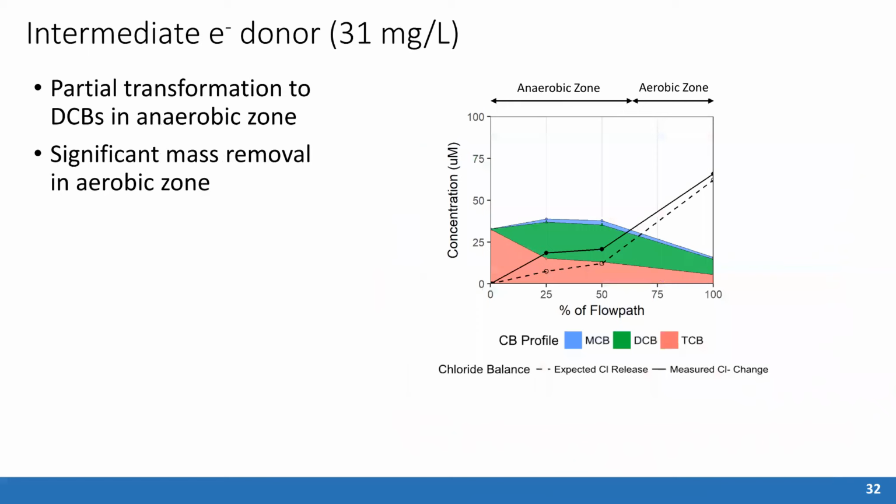Along the flow path, we see that the trichlorobenzene declines because of the reductive dechlorination. We have appearance of dichlorobenzene and monochlorobenzene. And then in the aerobic zone, we get these compounds degraded and release of additional chlorine. So this basically, in our mind, confirms the idea that you can sequence these biofilms, the anaerobic and the aerobic biofilms, and get significant mass removal through the combination of the anaerobic and aerobic processes.